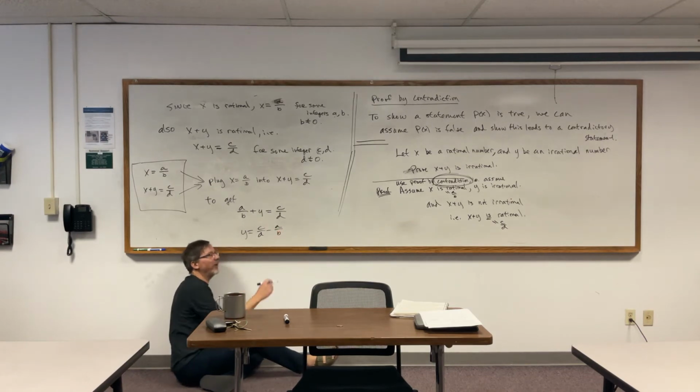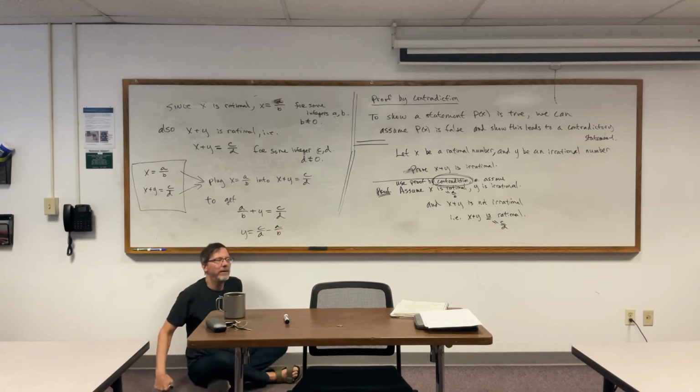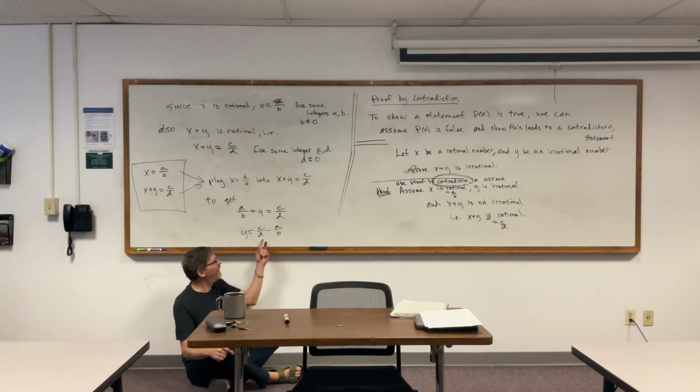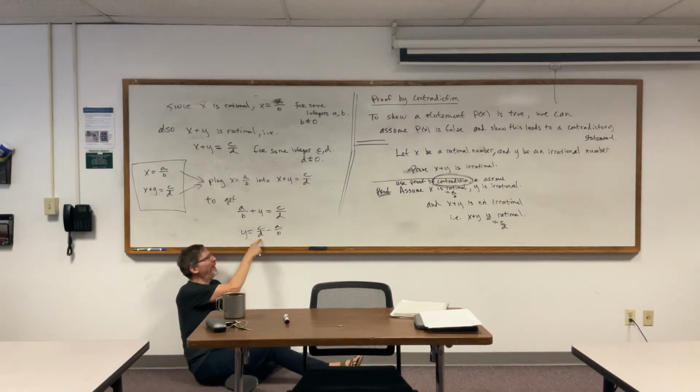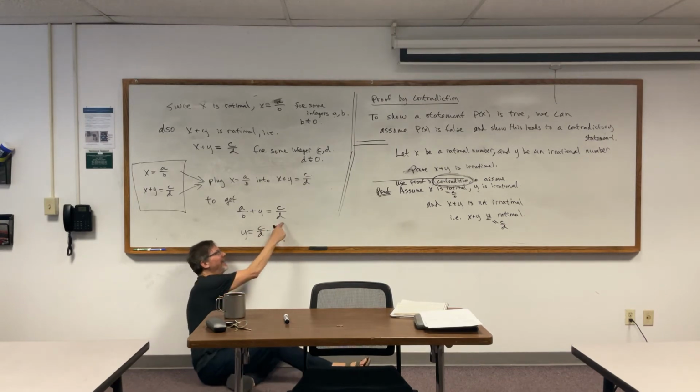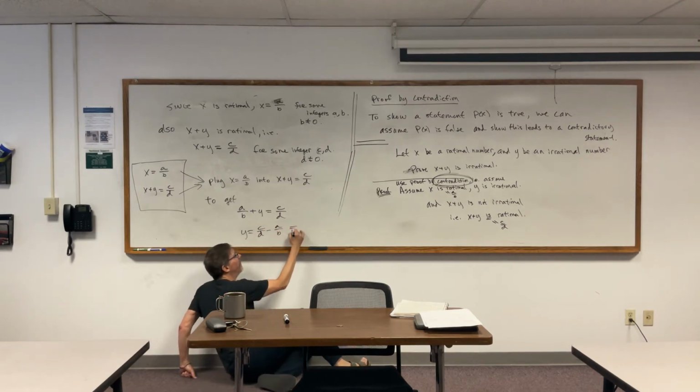How do I subtract those two fractions? That's beautiful, you're absolutely right: get a common denominator. What's the denominator I should use here? bd. Beautiful. So I'm going to multiply this one by b over b and this one by d over d. So here we're going to get a common denominator.